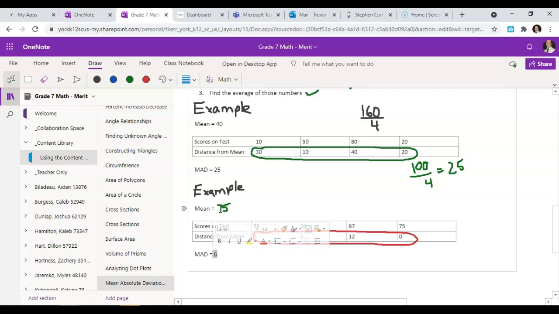So, maybe they'll get a high D or a low B, but, statistically speaking, I can be pretty confident in that. That's a pretty low MAD. It's pretty consistent. And that's a good measure of it.